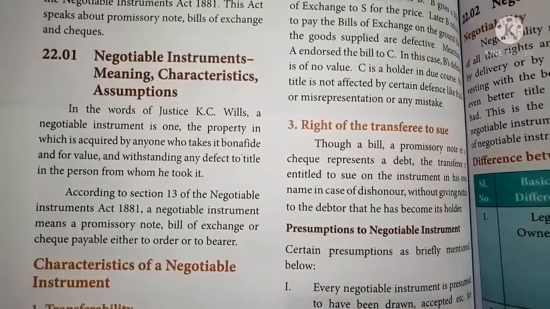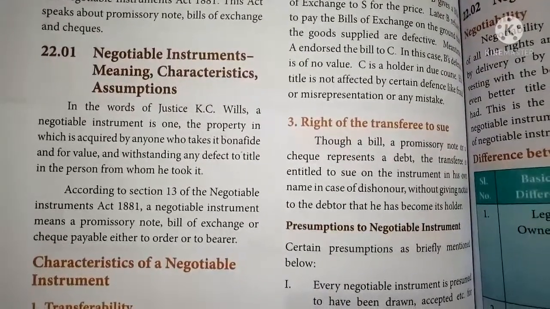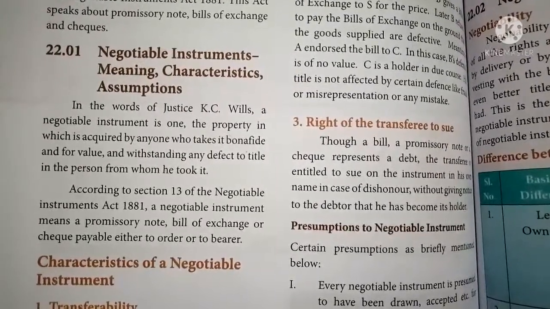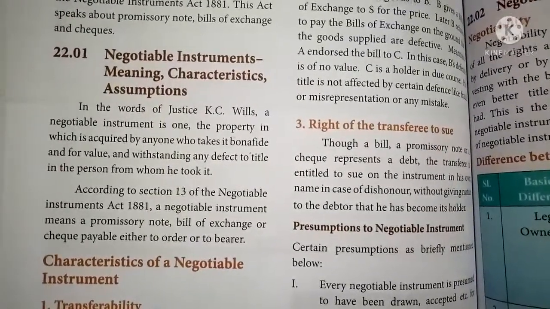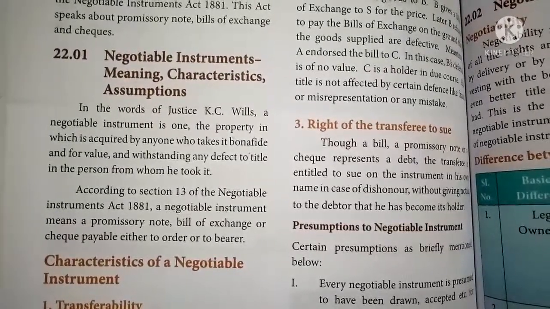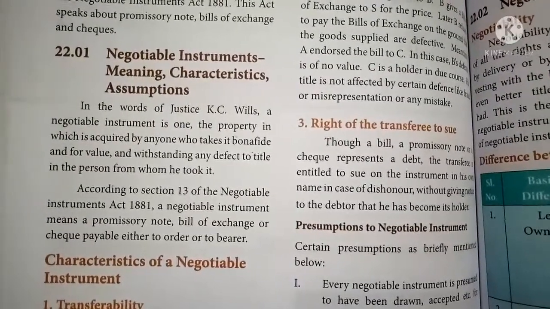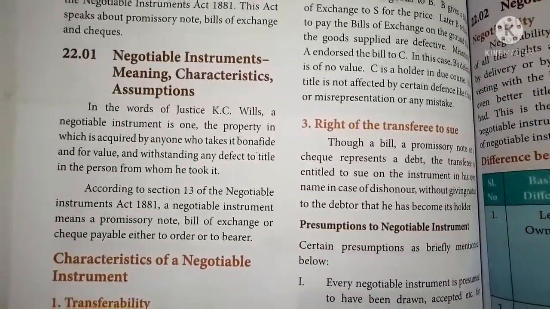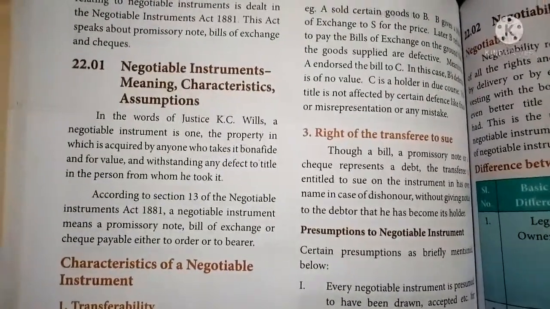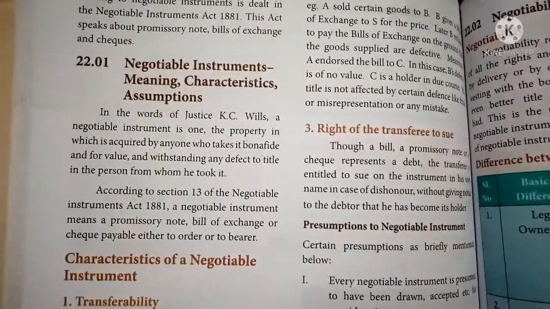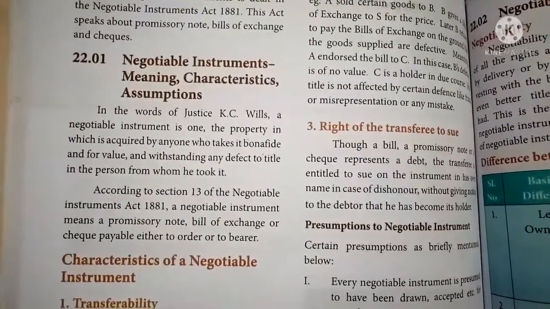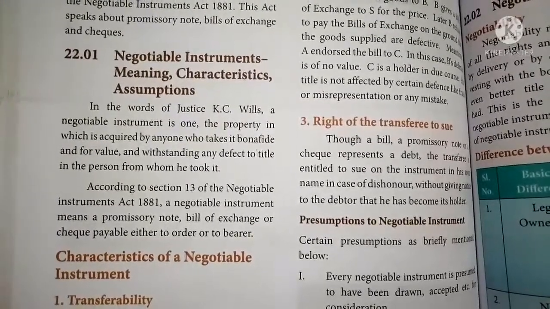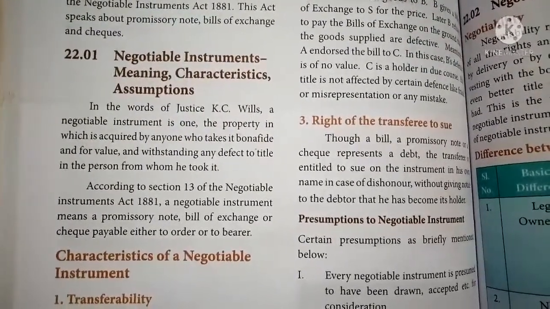According to Section 13 of the Negotiable Instruments Act, 1881, a negotiable instrument means a promissory note, bill of exchange or cheque payable either to order or to the bearer. So a negotiable instrument means any legal document, whether a promissory note, bill of exchange or cheque, that can be transferred from one person to another by mere endorsement or by mere delivery.